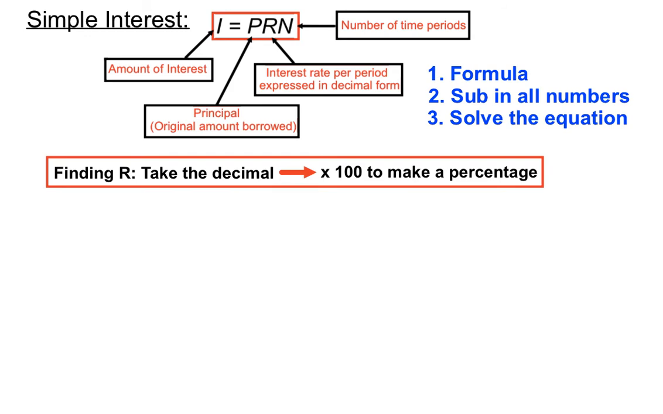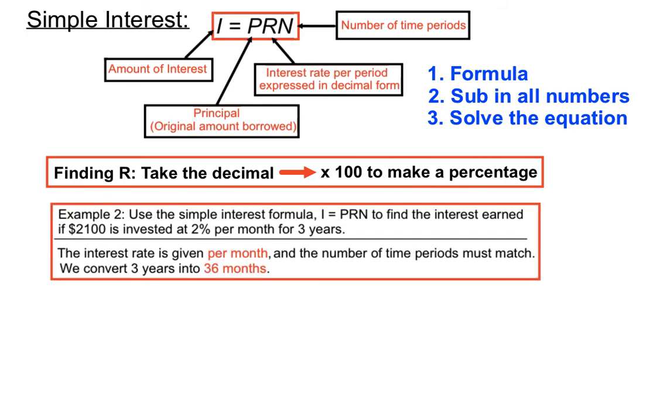We saw a couple of interesting things. When we're finding an interest rate or an R in the formula, we take the decimal we get in our answer and we multiply by 100 because we prefer to have a percentage interest rate as our final answer. So if we get 0.05 in our question, we could times that by 100 and that gives us 5%. That's what we did in one of those examples, didn't we?